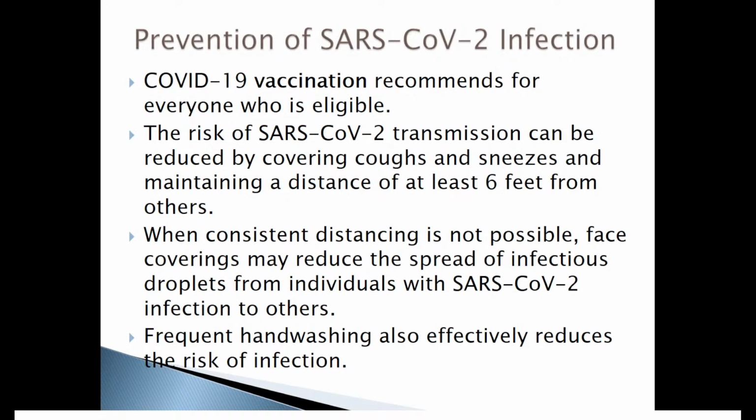Prevention of COVID-19 infection. COVID-19 vaccination is recommended for everyone who is eligible, for everyone who has no contraindication. It is a strong recommendation in all countries. The risk of COVID-19 transmission can be reduced by covering coughs and sneezes and maintaining a distance of at least 6 feet from others. When consistent distancing is not possible, face covering may reduce the spread of infection droplets from individuals with SARS-CoV-2 infection to others. Frequent hand washing also effectively reduces the risk of infection.